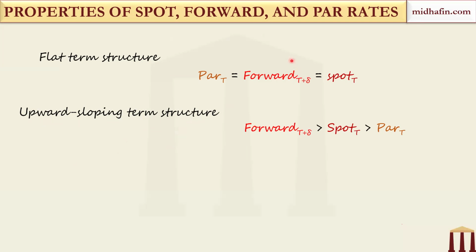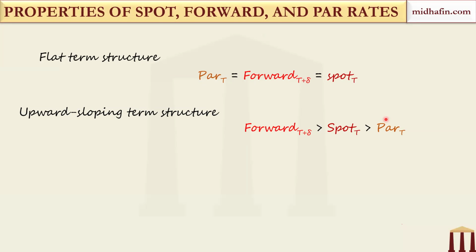That's the upward sloping term structure. So as you move ahead in time, the rates are increasing. In that case, you will find that the forward rate will be largest for the upcoming period, T plus delta. And the spot rate will be in the middle and the par rate will be the lowest. So if you have an upward sloping term structure, par rates are the lowest and forward rates for the next period will be higher.